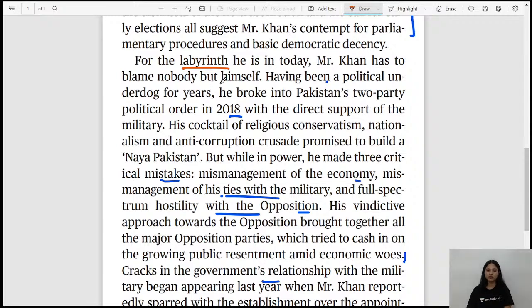And then we have another word. Having been a political underdog for years. Underdog मतलब somebody who has the capacity to perform good, somebody जिस पर किसी को भी यकीन नहीं होता कि ये इंसान अच्छा करेगा, but वो secretly मेहनत करते करते एकदम से अच्छा कर देता है.